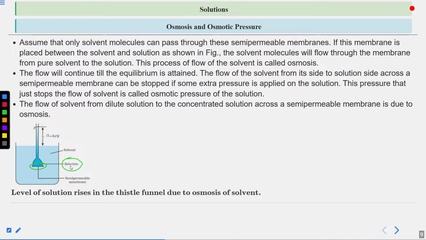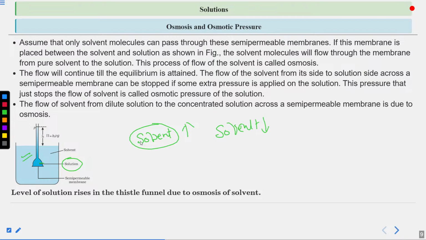Now why is it happening? What is the reason behind it? Why is the flow from lower to higher? So listen to it very carefully. Students get confused here about why the flow is from lower to higher. So if you take the outside concentration, then here your solvent concentration is high. Outside the thistle funnel, the solvent's concentration is high, but inside the thistle funnel, the solvent concentration is low.